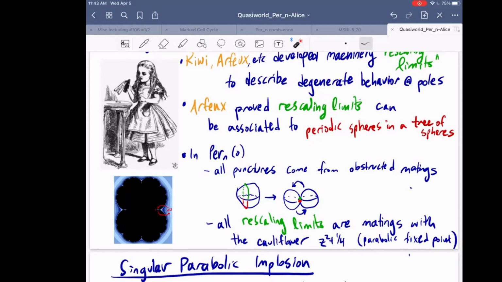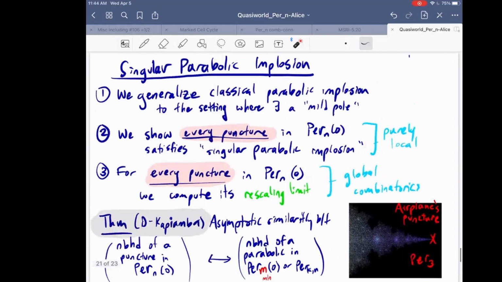Okay, so what Alex Capiamba and I did is that we generalized the notion of classical parabolic implosion to a setting which contains the setting of Per_n(0), and we show that we can account for this sort of mild pole. In a generalization of parabolic implosion, which we call singular parabolic implosion, which is a purely local phenomenon, just like parabolic implosion is. And then once we have this local picture, the local picture just tells us that there's a cusp. We don't know what the global map around that is.